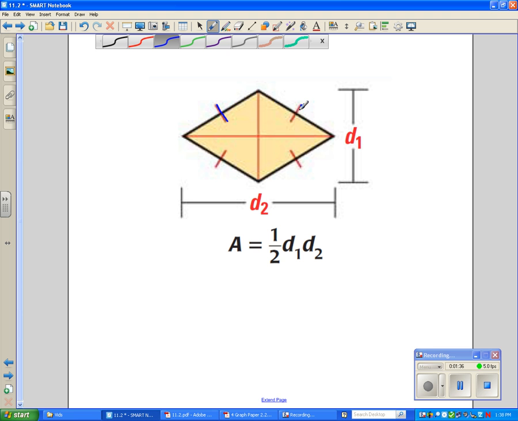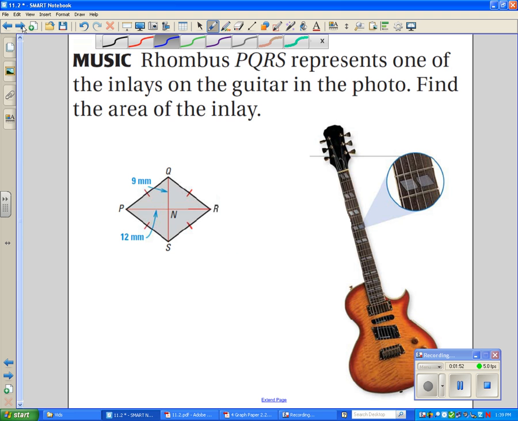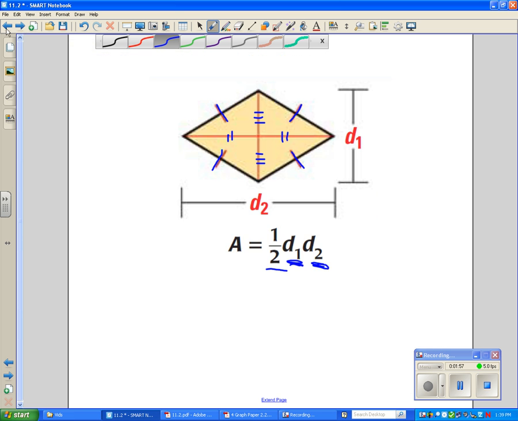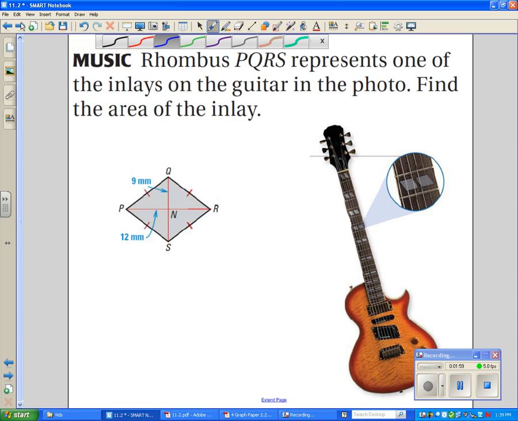Next concept is a rhombus. Remember, a rhombus has 4 congruent sides. We'll prove this in class, but note that the area is simply 1/2 times diagonal 1 times diagonal 2, remembering that diagonals bisect each other in a parallelogram. In this case, it's a rhombus, so the diagonals do bisect each other. All right, let's solve this problem. Go ahead and put this one in your notes.